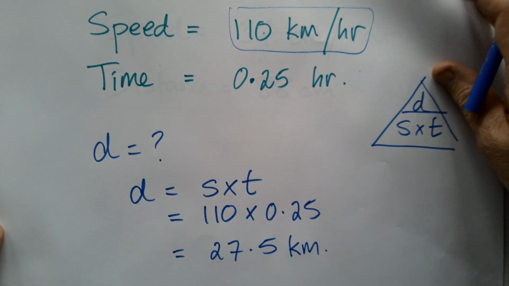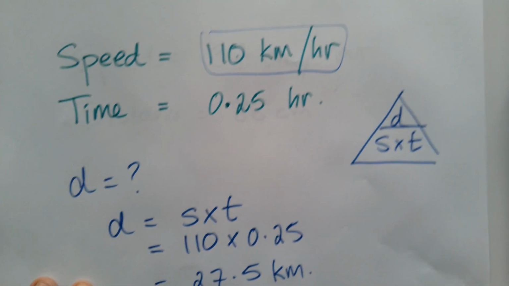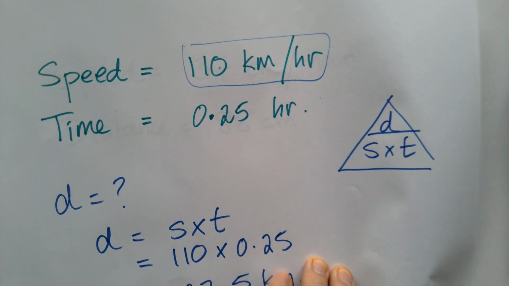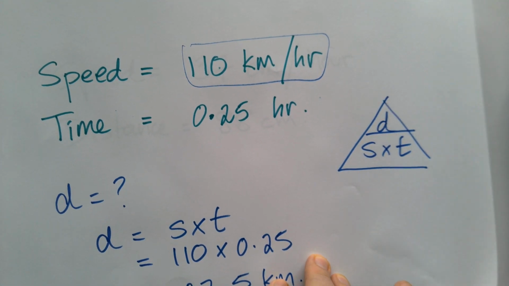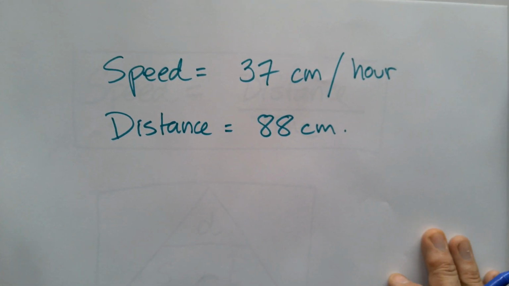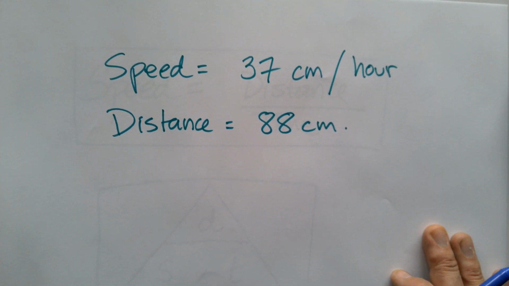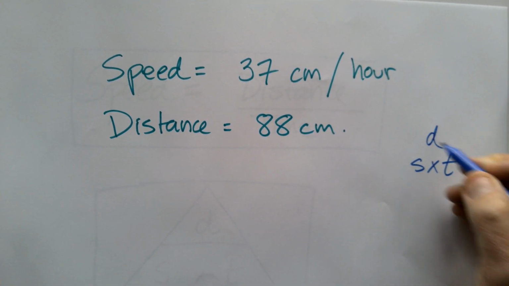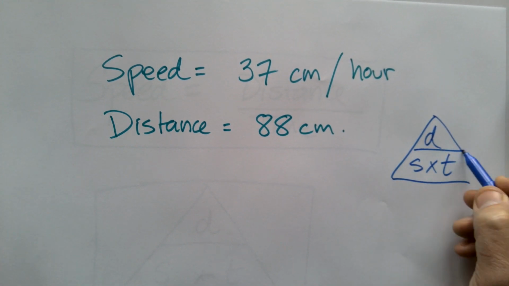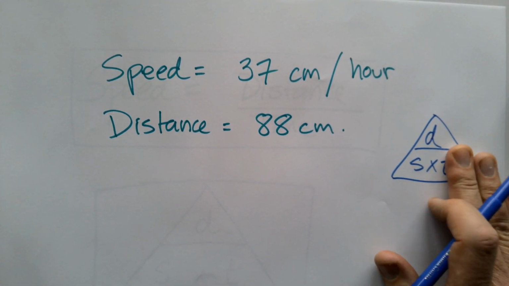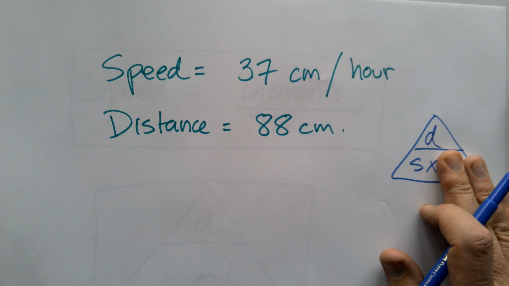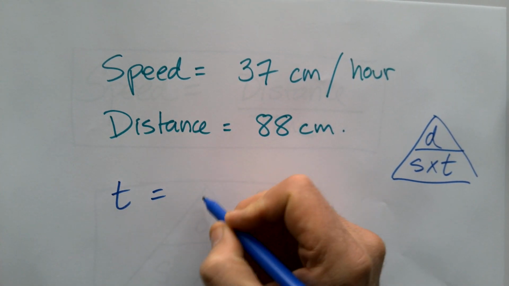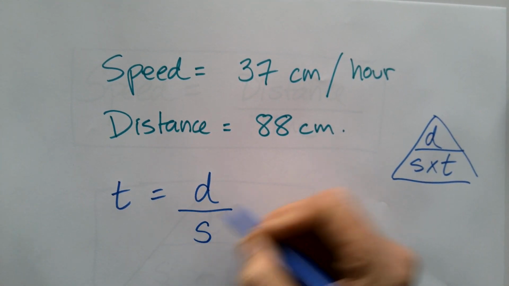Cool, all right. Now, what if I'm trying to find the time? What if I know the speed and I know how far it's gone, but what I want to know is how long it took to do that? So don't take speed. If I cover up the time, I'm left with distance divided by speed. So time is distance over speed.